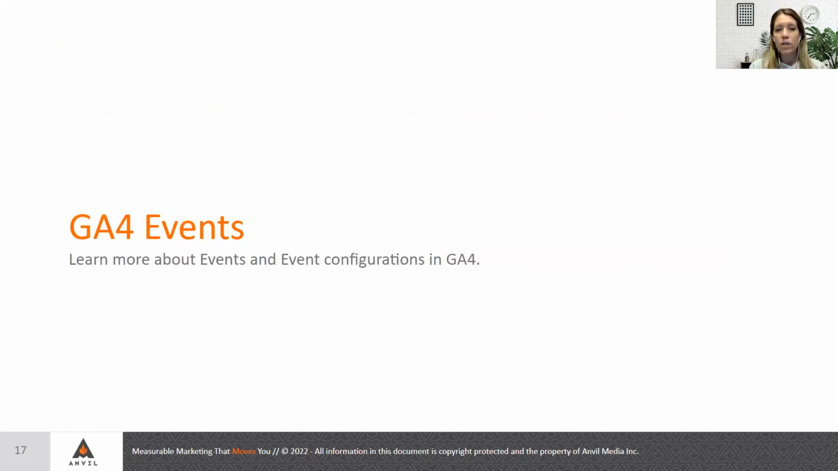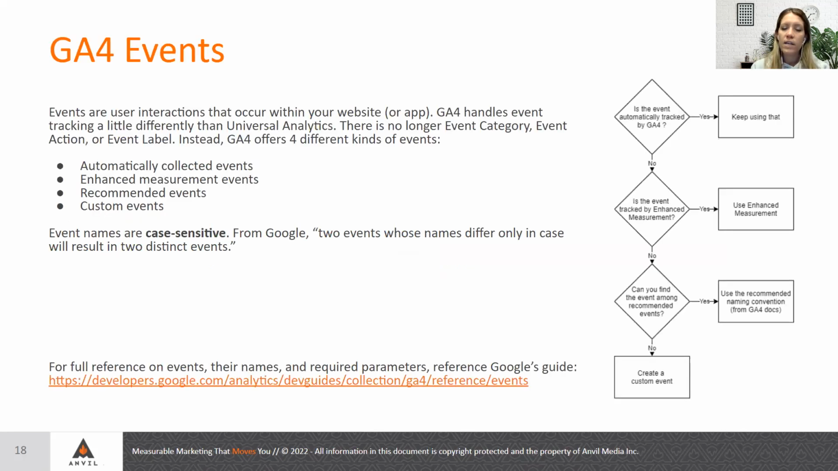So next we will do a deeper dive on GA4 events. So events, again, are just user interactions that occur within your website. So it's a little different on the GA4 side, whereas in Universal Analytics, you were used to seeing things like the event category, action, and event label. In GA4, there is a different configuration, whereas there's 4 different kinds of events that you can utilize. There are automatically collected events, enhanced measurement events, recommended events, and custom events.